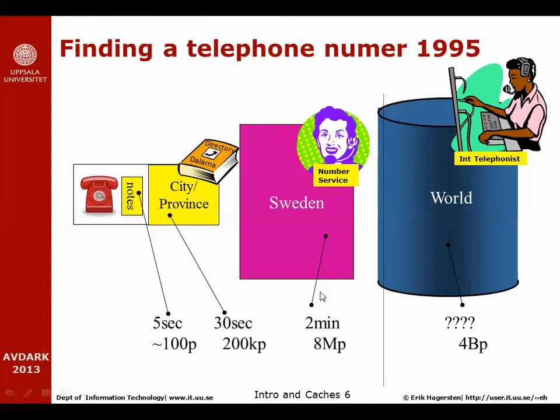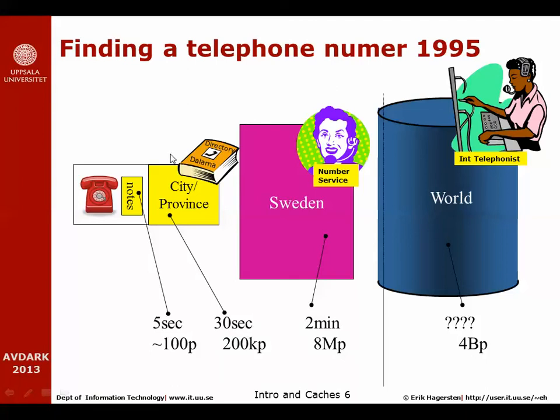If I wanted to call somebody in Sweden, I would call the number service, talk to a real human being, tell the name of the person I wanted to talk to, and get the number back. So here I could reach maybe 8 million people, and it took me maybe 2 minutes to get that number. If I wanted to call somebody in my own city or my own province, I had a telephone directory at home, and I could do the lookup manually in that directory, and maybe that took about 30 seconds or so.